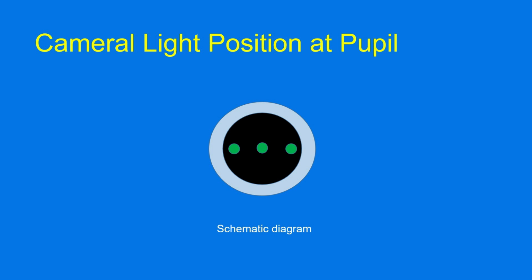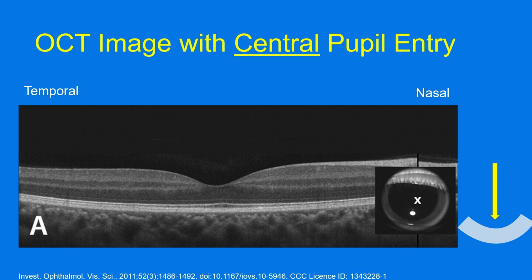This is a dilated pupil. The camera light of an OCT system can fall right through the center of the pupil. It can also fall on either side of the dilated pupil. So what happens if it does so? This is an OCT image with central pupillary light entry. We see a normal macular anatomy.